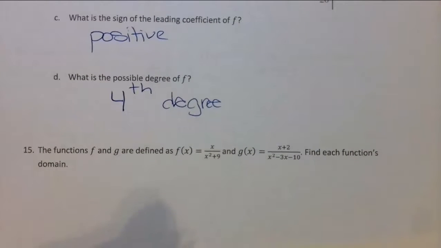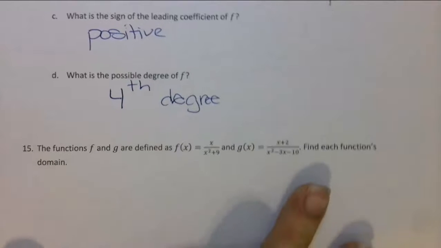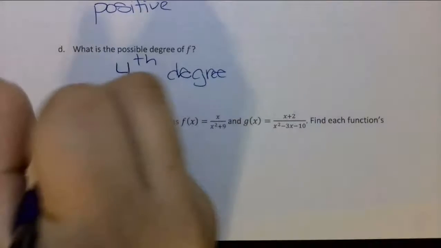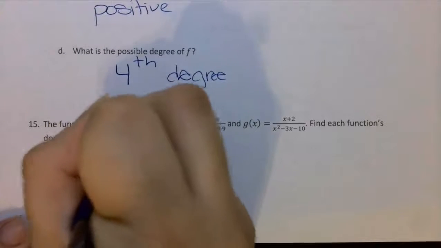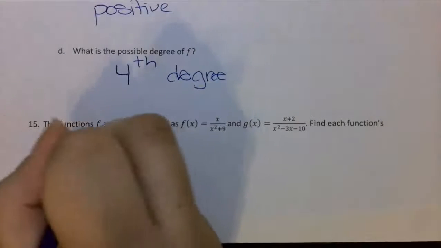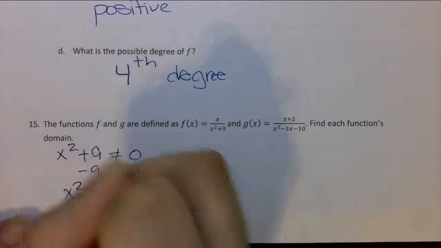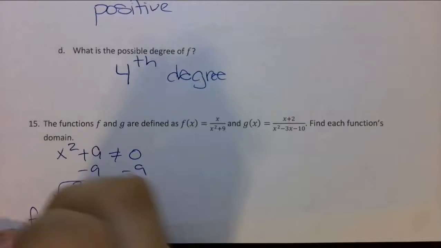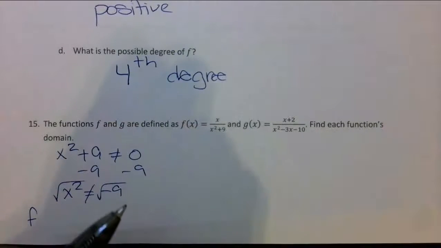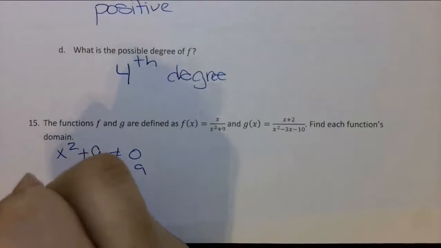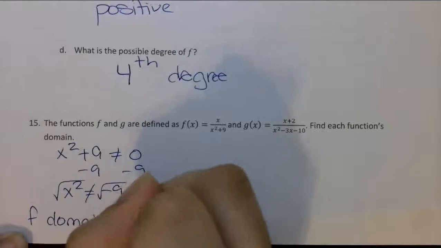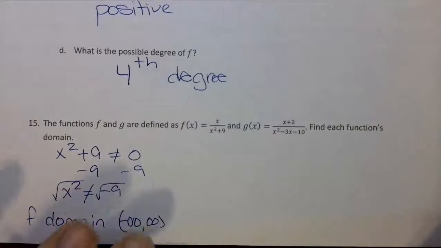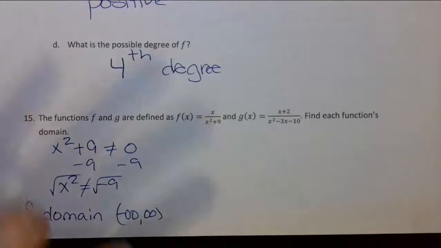Okay. Number 15 wants me to find the domain of each function, f of x and g of x. To find the domain, I take the denominator and I set it not equal to 0 and solve. So I get x squared can't equal the square root of -9. If I do this one, I get an imaginary number. That means for f, my domain is everything, because no matter what I plug in, it'll always work because we're always using real numbers. So my f domain is -infinity to infinity.